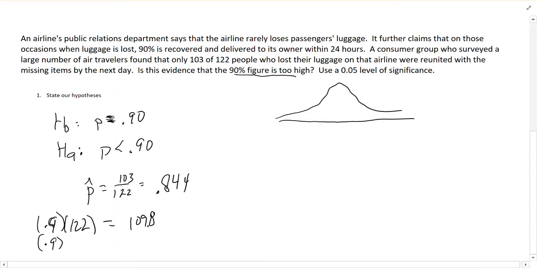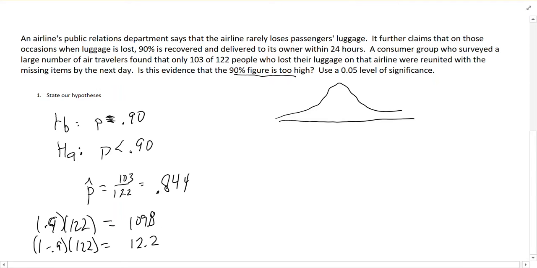Where's my erase option here? Let me fix that. There's the eraser. I want that 1 minus 0.9 times 122 as well. So 0.1 times 122 is 12.2.